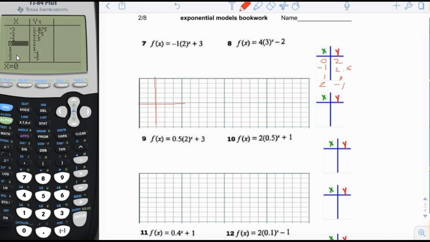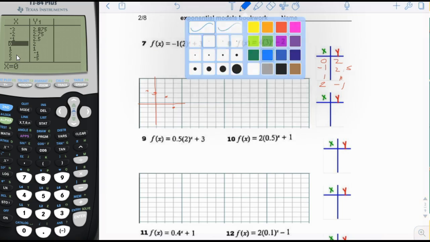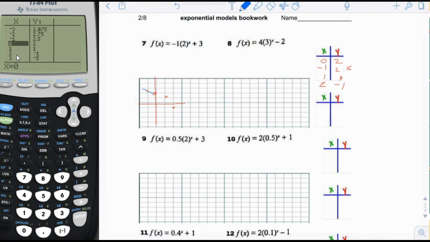And then so 0, 2 would be this point here. -1, 2.5 would be about there. 1, 1 would be here. And 2, -1 would be here. So it looks like it kind of is diving down like that, right? Okay, so that is the first one. This is 5.